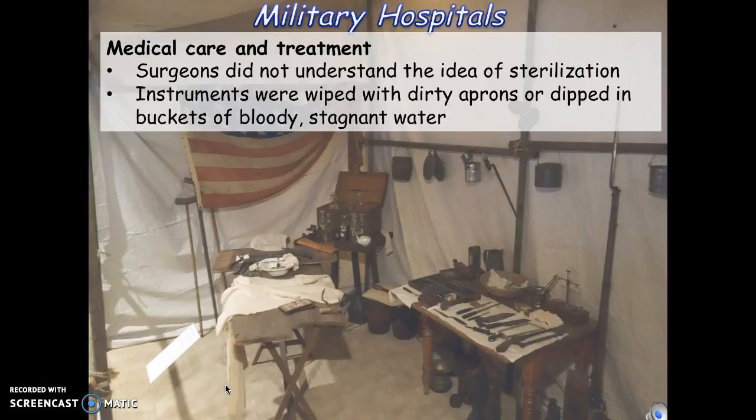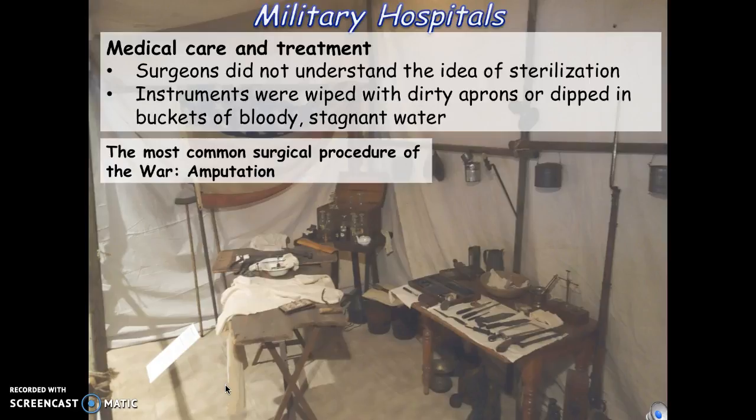So surgeons didn't understand this idea of sterilization. This was right before germ theory was a thing, and before they had an understanding of bacteria and things like that. Medical instruments were often wiped off on dirty aprons or dipped in buckets of bloody stagnant water, which of course is just going to spread germs and diseases and gross.